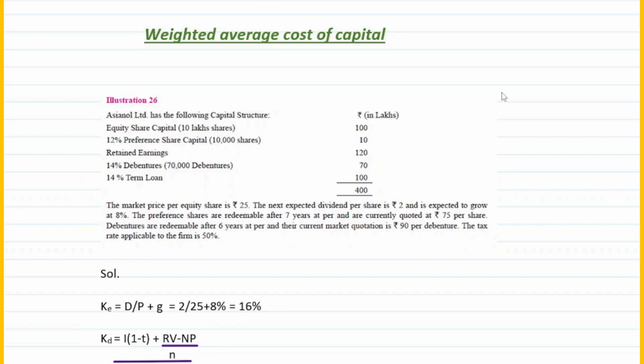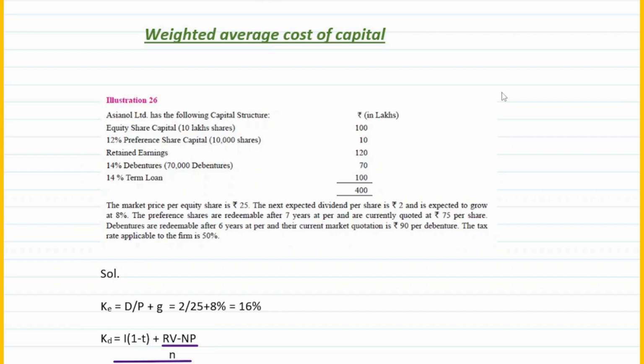So the formula for KE is equal to D divided by P plus G. You have to remember the dividend is given here as 2 per share and price is given as 25 plus growth is 8%. What you need to remember is whenever they give the next expected dividend, then you will directly take it in your question. Whereas if they give the past dividends, then you will use the formula D into 1 plus G. So in this question, we'll directly go with the next expected dividend. 2 divided by 25 plus 8%, that is equal to 16.